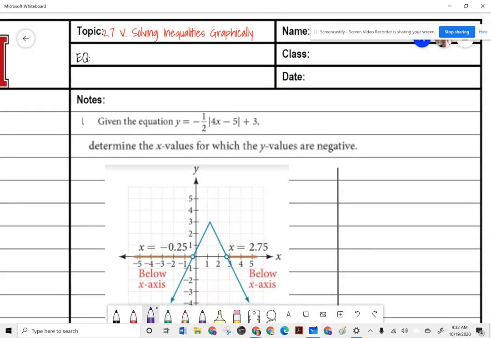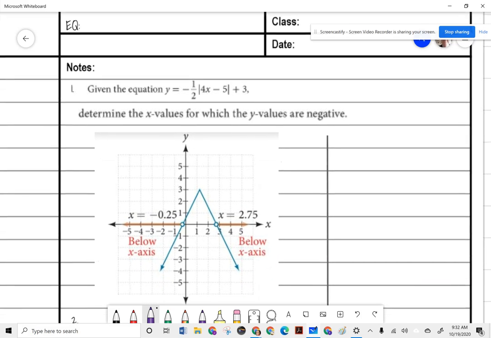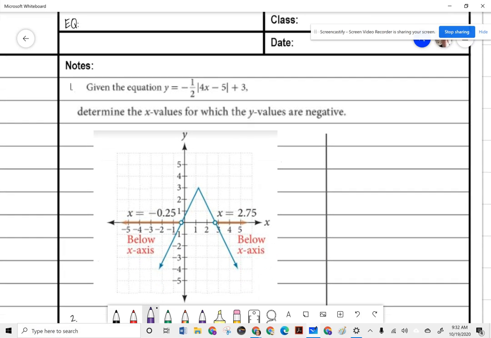So in this video, we are going to talk about solving inequalities graphically. So let's take a look at number one. It says, given the equation, and this equation right here is the absolute value that's in blue. And the question is, determine the x values for which the y values are negative.